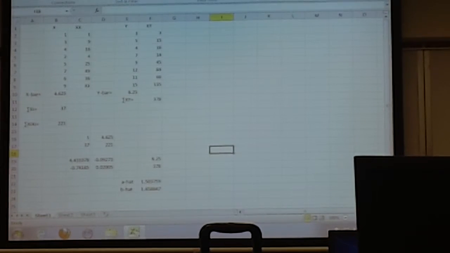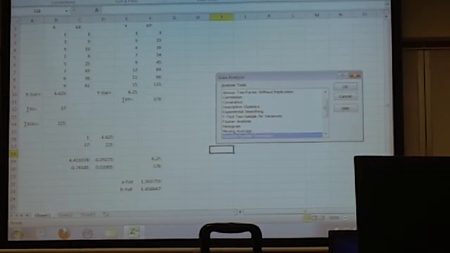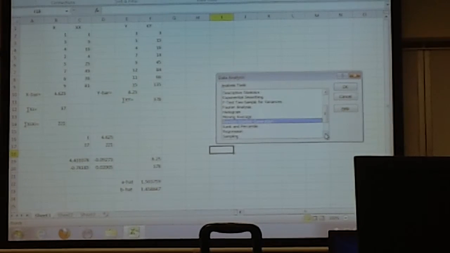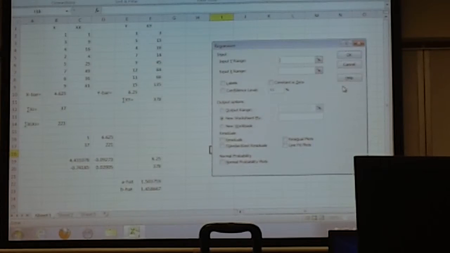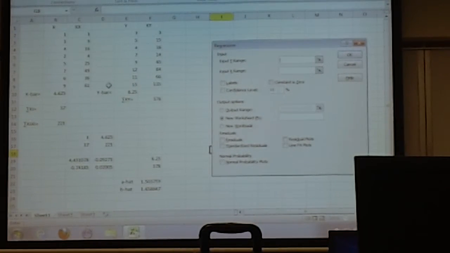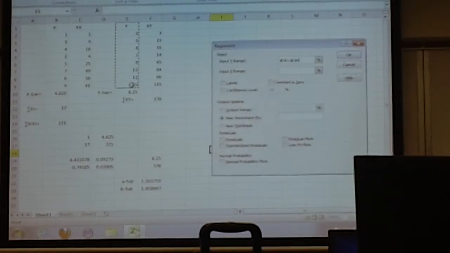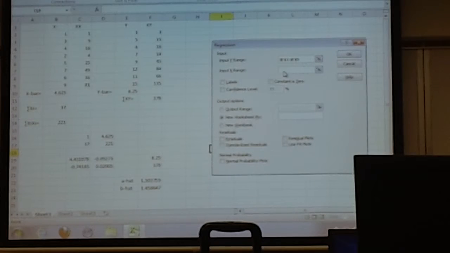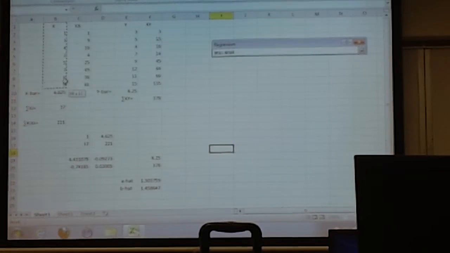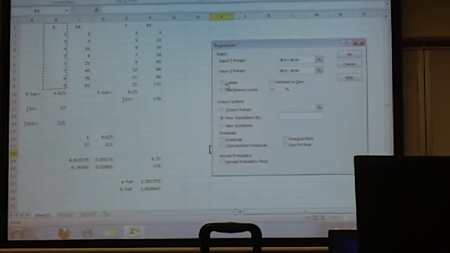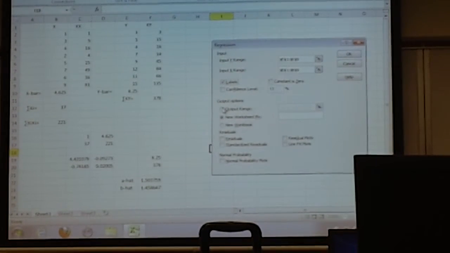There's a thing called data analysis. Here's the Y range. It's going to give you the same coefficients. Control shift enter. That's for the X range. We have labels. It's going to give you the same coefficients. But where are we here?